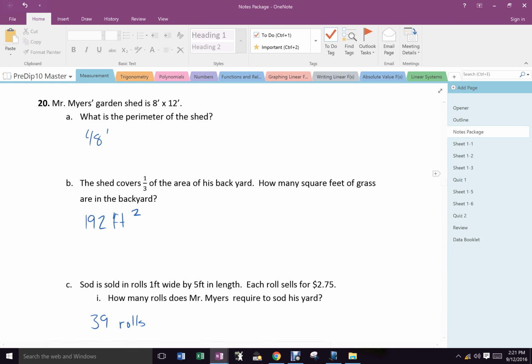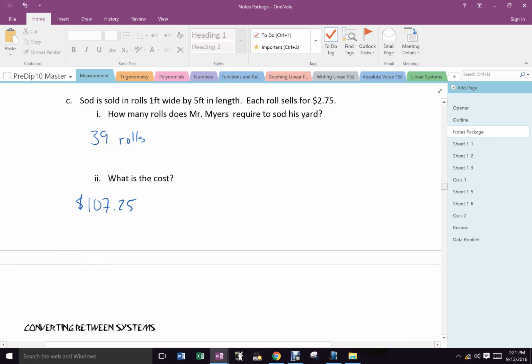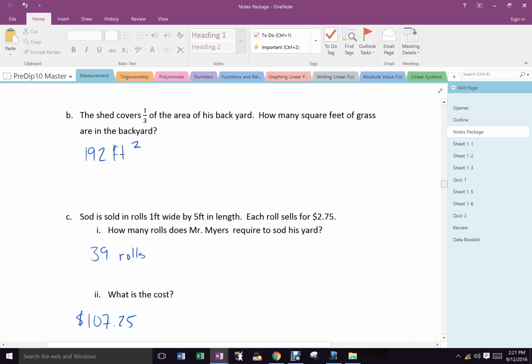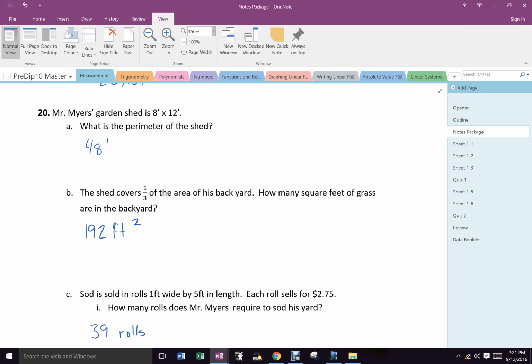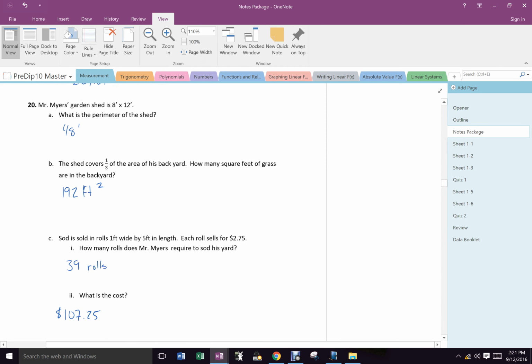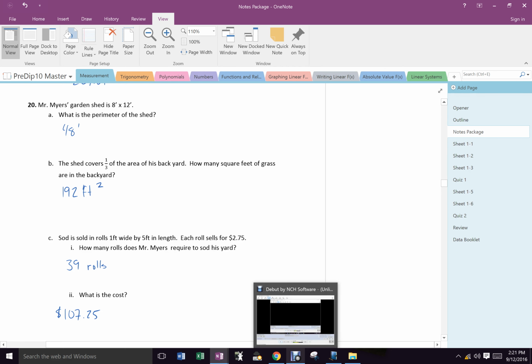This is 20 A, B, and C. And there's the cost. I'll shrink it down so it's all on the screen in one go. There we go. Tomorrow I will go over it for anybody who needs to see why the answers are there.